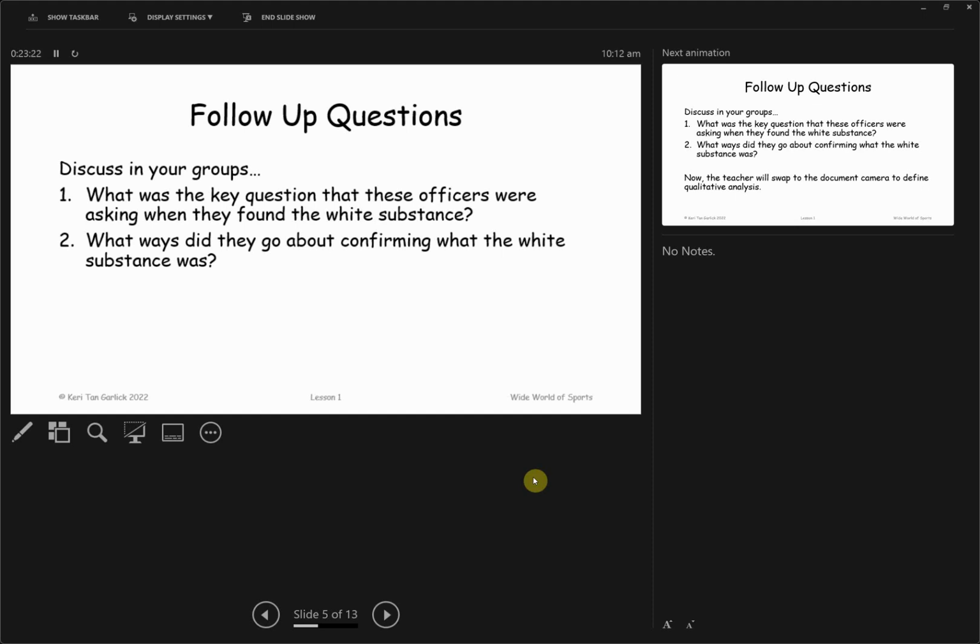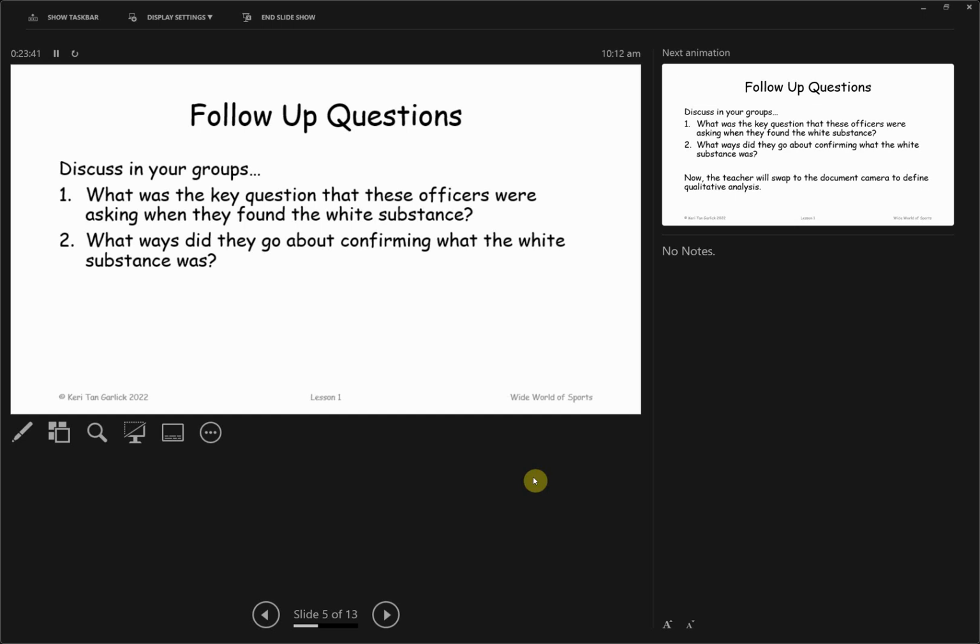Okay, they smelled it. What else did they do? They used the machine, and the machine was very accurate and said, yes, it is cocaine. What's the dog? That's the third one they were looking at. So there were lots of different ways that they thought it was cocaine, and they did lots of different steps to make sure that they knew what they had.